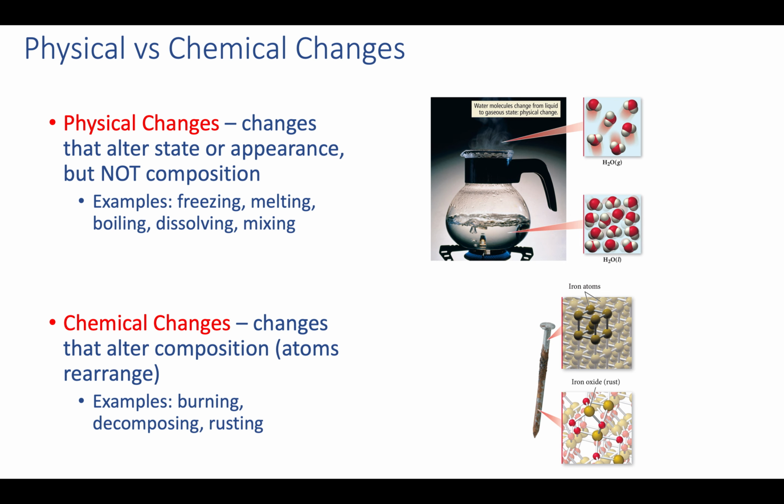But after the rusting occurs, oxygen atoms, which are the little red spheres, have been incorporated into the chemical structure. So now we have a structure that is different. The atoms have rearranged, so that means that a chemical change has occurred.